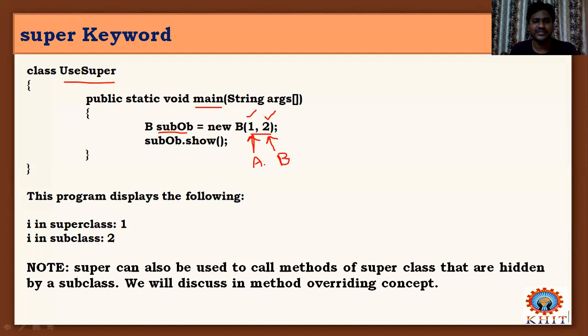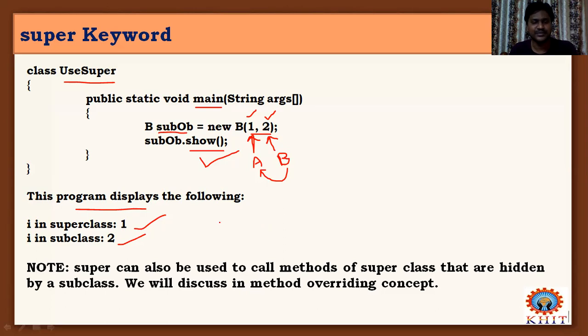But the problem here is that both instance variable names are the same. So the subclass instance variable hides the instance variable of the superclass. That's why we are using the super keyword. Coming to the call of the show function, to display how these values are initialized in the instance variables of superclass A and subclass B with the same names: subobject.show invokes the show method of the subclass. So this program displays the output like this: i in superclass is 1, i in subclass is 2. Got it? So this is the second usage of the super keyword, solving the naming convention problem using inheritance when we define members in both superclass and subclass with the same name. Got it?